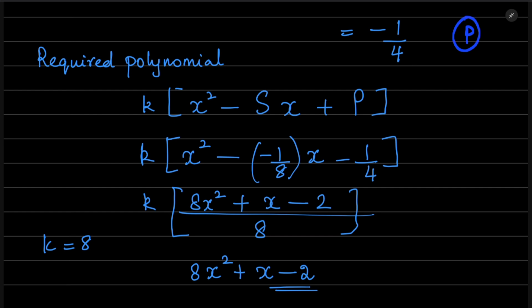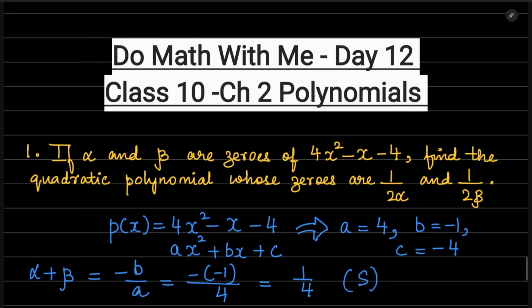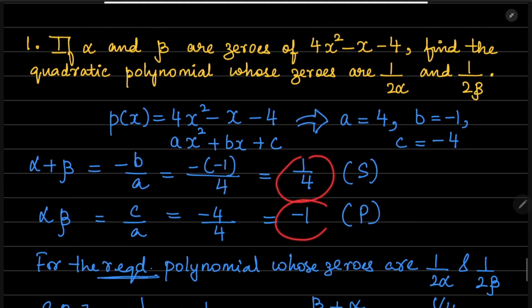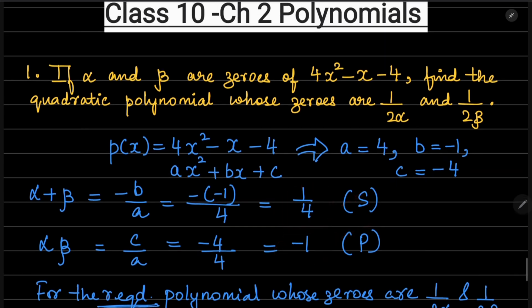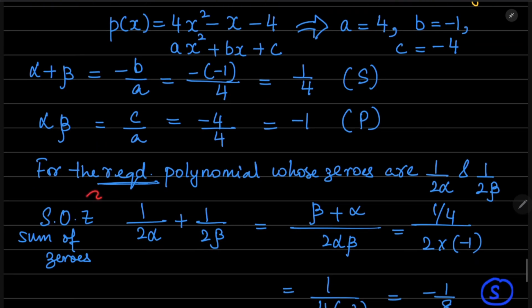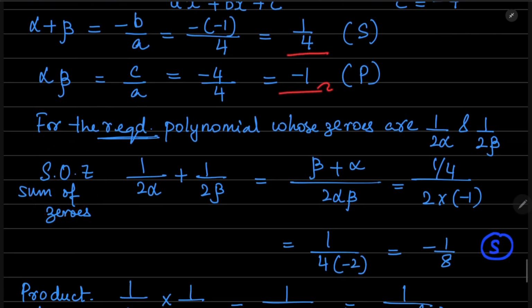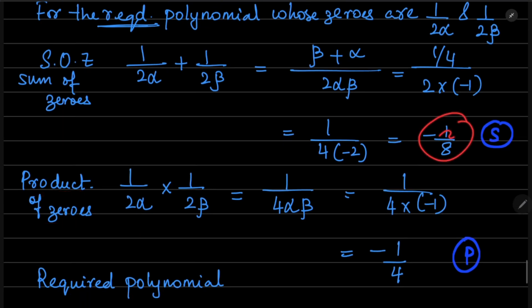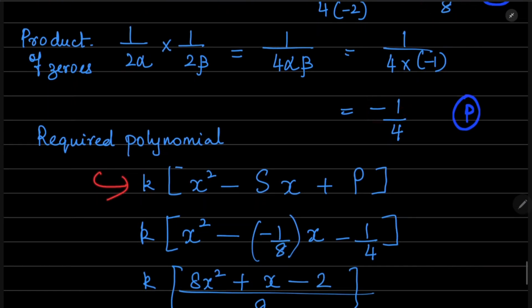Okay, so this is that required polynomial whose zeros will be 1 by 2 alpha and 1 by 2 beta. From the given polynomial, we are finding out the sum of the zeros and the product of the zeros. Using the existing values, we are finding out the new sum and the new product, and using this sum and product, we are writing our required quadratic polynomial.